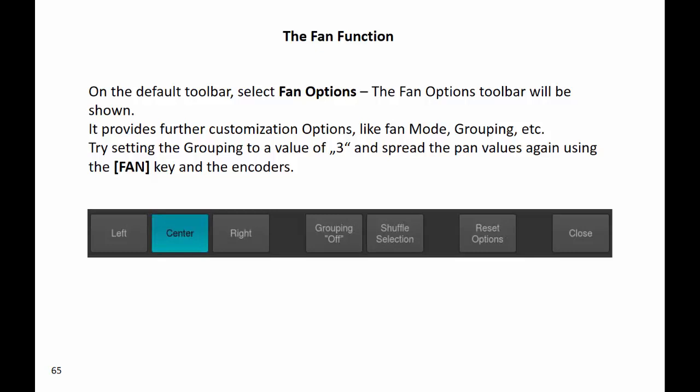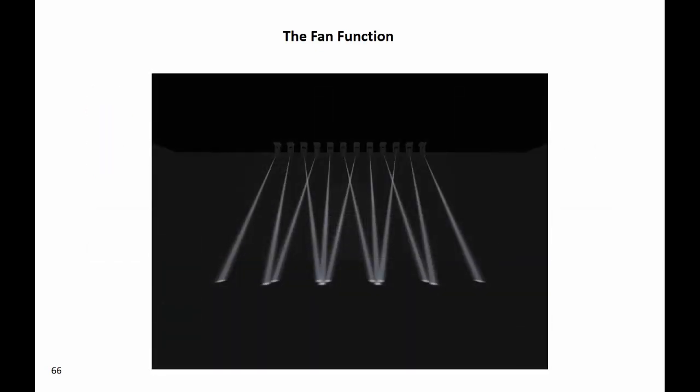Now the Fan function. On the default toolbar, select Fan Options, and the Fan Options toolbar will appear. This provides further customization options like fan mode, grouping, etc. Try setting the grouping to a value of 3 and spread the pan value again using the fan key and the encoders for pan. You will likely get something similar to this.